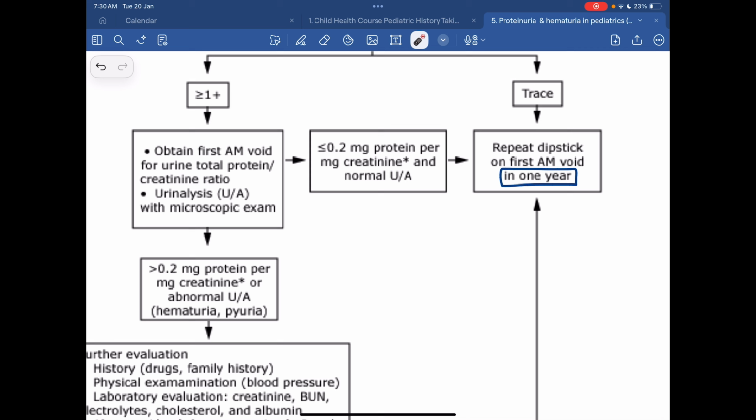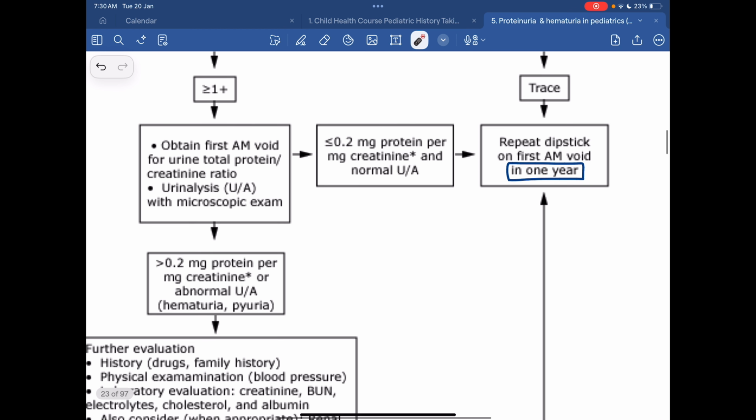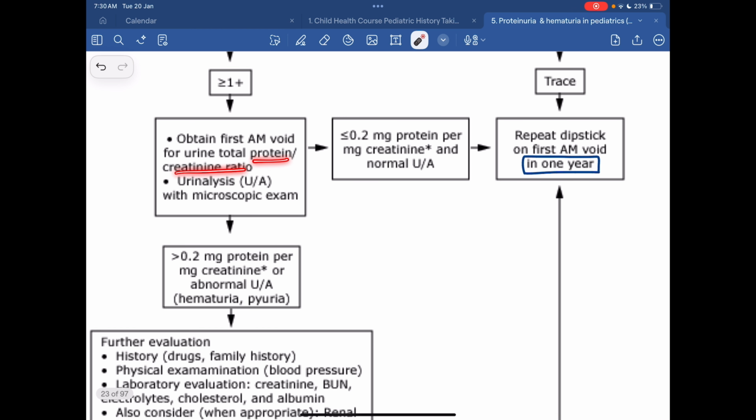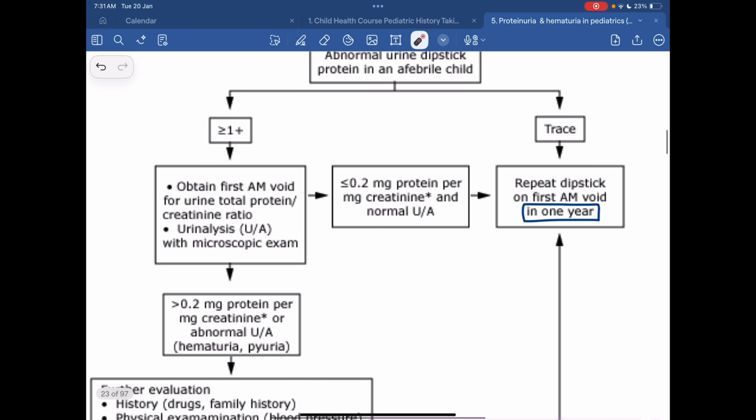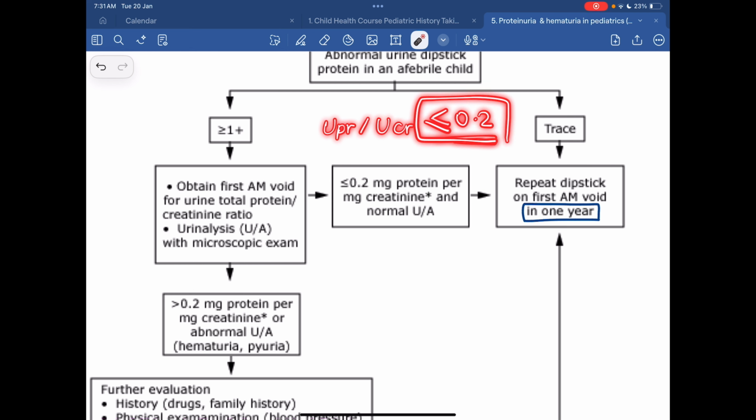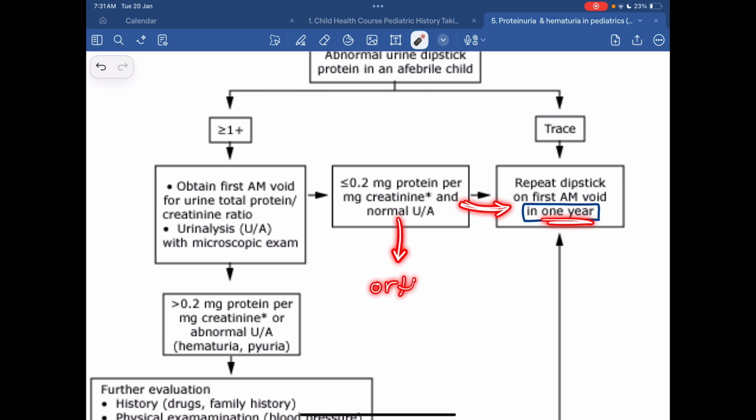we have to obtain the first morning void to get the protein creatinine ratio, and then we'll do a urinalysis with microscopic exam. We said the normal protein creatinine ratio is less than 2. If it's in the normal range, we'll follow up in 1 year unless we are suspecting orthostatic.